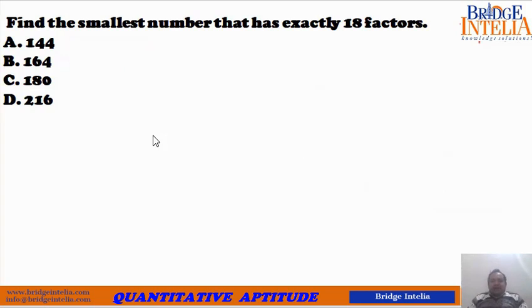Find the smallest number that has exactly 18 factors. If the number has to have 18 factors, what are the different possibilities of the format of the number? The number can be of this format, a to the power 17, so 17 plus 1 would become 18. Or else the number can be of the format a to the power 1 into b to the power 8, so 2 into 9.